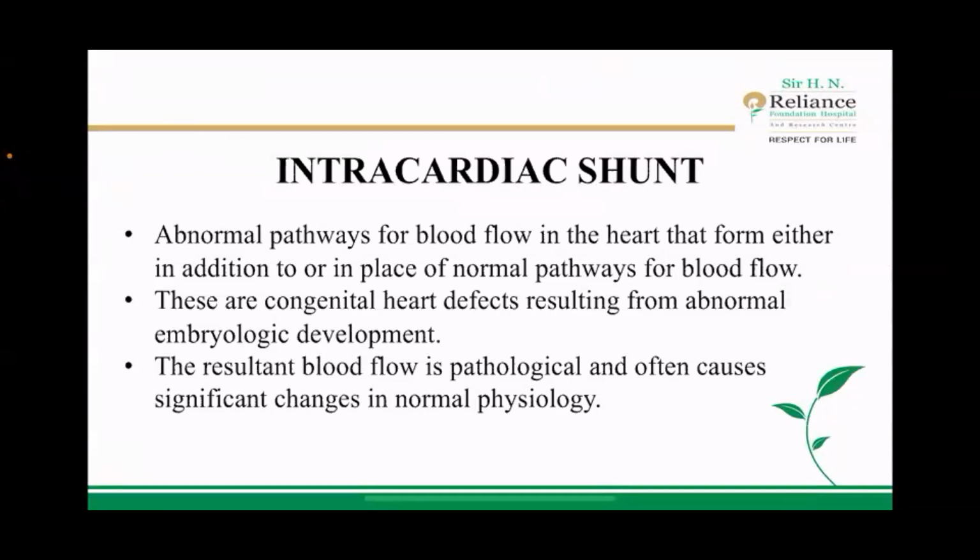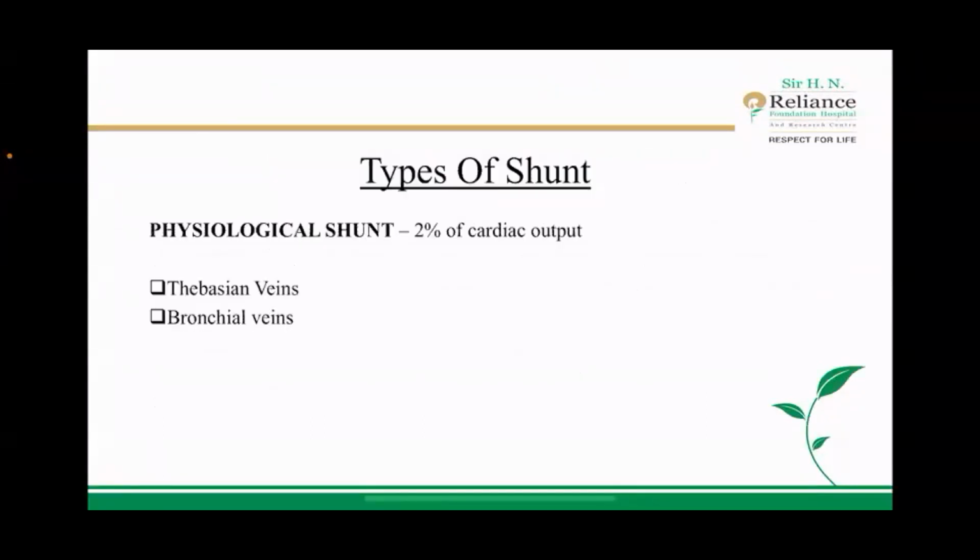Broadly speaking, before going to intracardiac shunts, what are the different types of shunts? We have physiological shunts and pathological shunts in our body. The physiological shunts mainly include the Thebesian veins and bronchial veins. The Thebesian veins drain deoxygenated blood from the myocardium into the different chambers of the heart, so the deoxygenated blood gets mixed with the oxygenated blood on the left side of the heart. Similarly, the bronchial veins carry deoxygenated blood to the pulmonary veins, which carry oxygenated blood. So both of them account for a right to left shunt.